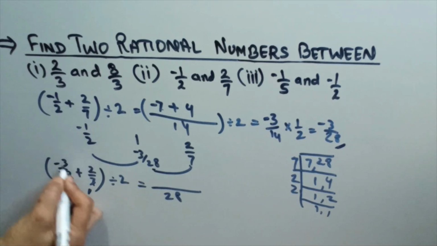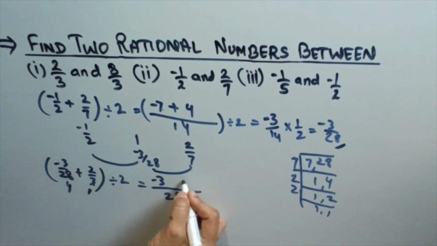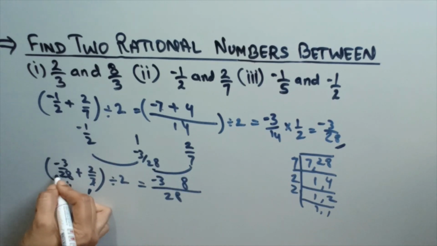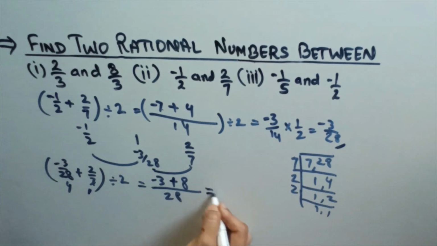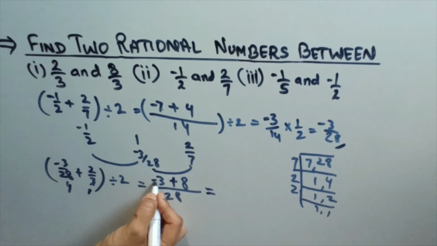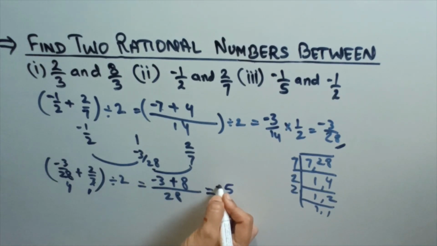So 1 threes are minus 3. 2 fours are 8, because of the plus sign. This is with a plus sign. This is with a plus sign. Plus plus is always plus, so put a plus sign here. Now we'll subtract, because minus plus, so always subtract. 8 minus 3 is 5. Because 8 is the bigger number, I am writing this with a plus sign.